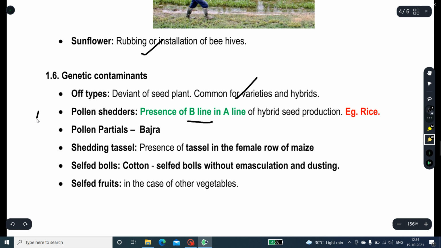And this one is very important. The presence of B line in A line is called pollen shedders. It may be asked in an exam, so it is a very important point. And the next one is pollen partials. It is observed in case of bajra. And shedding tassel, which we know deals with maize, is nothing but the presence of tassel in the female row. And selfed bolls, we know, occur in case of cotton. Selfed bolls may occur without doing the emasculation and dusting process, and selfed fruits in case of other vegetables.